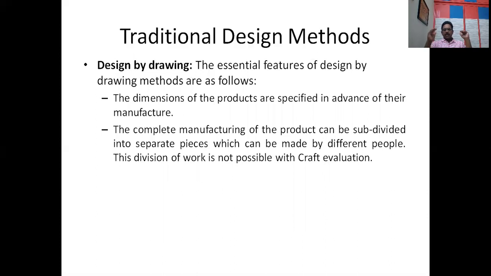The complete manufacturing of the product can be subdivided into separate pieces, which can be made by different people. Earlier, a person who started the crafts method used to complete everything himself because he had the idea of how to do it. But when you have a design by drawing, you can subdivide the entire production process into different pieces, and these can be done by different people because what to do is clearly indicated in the drawing.